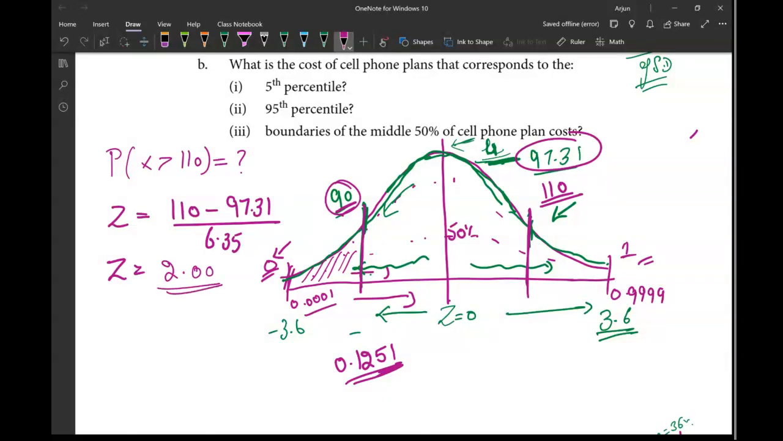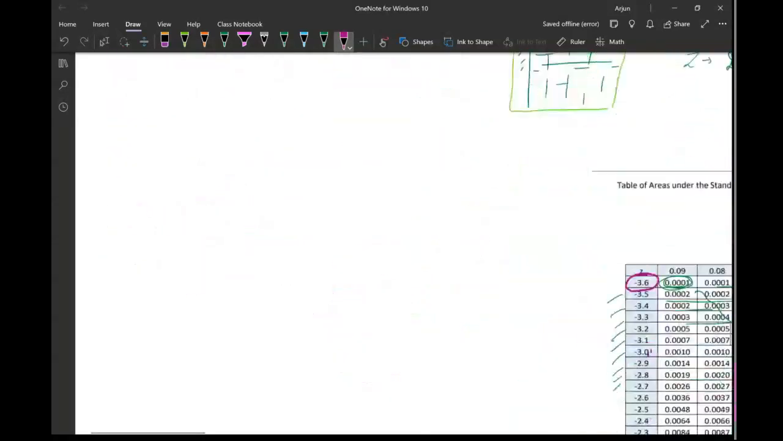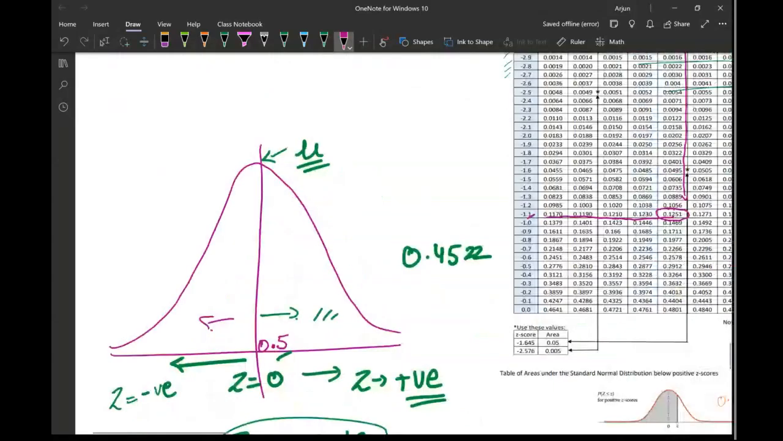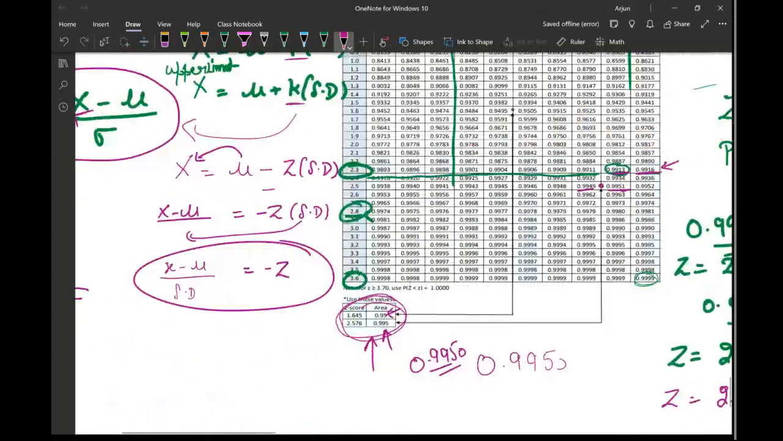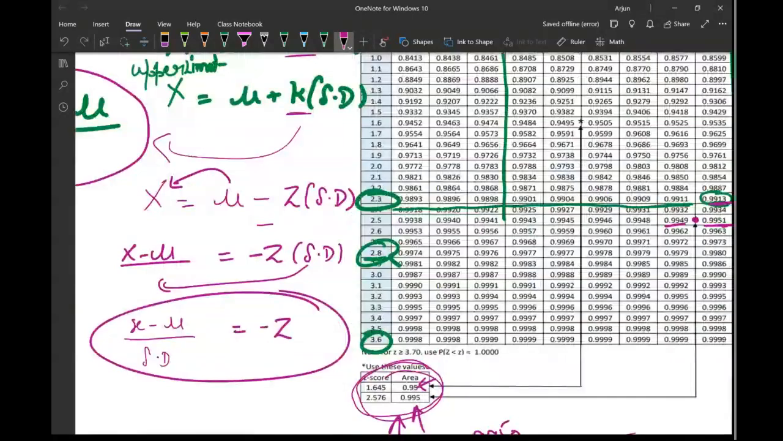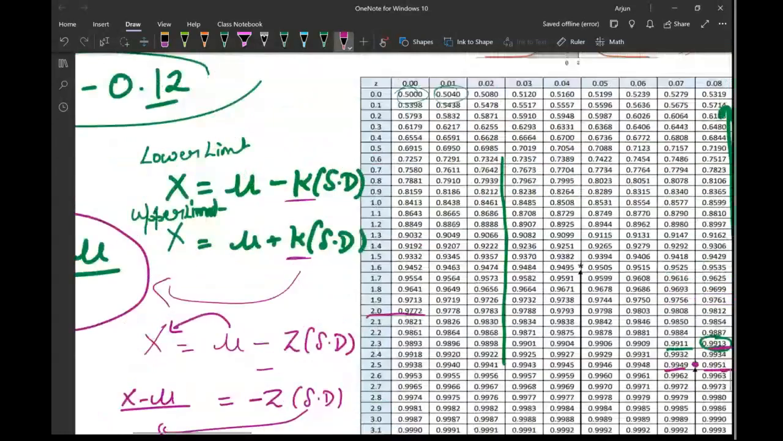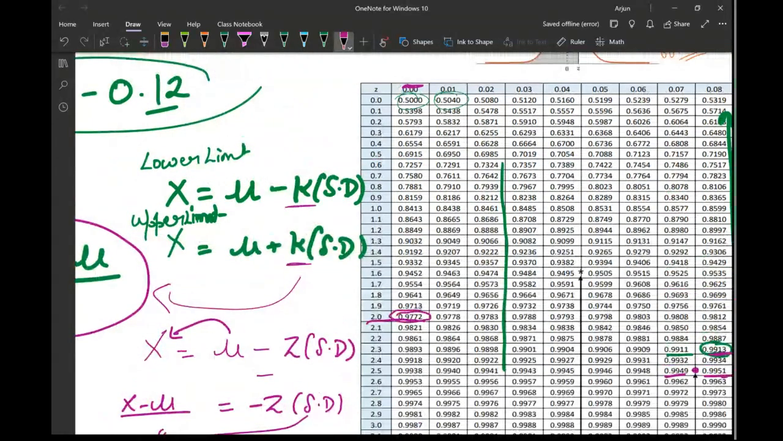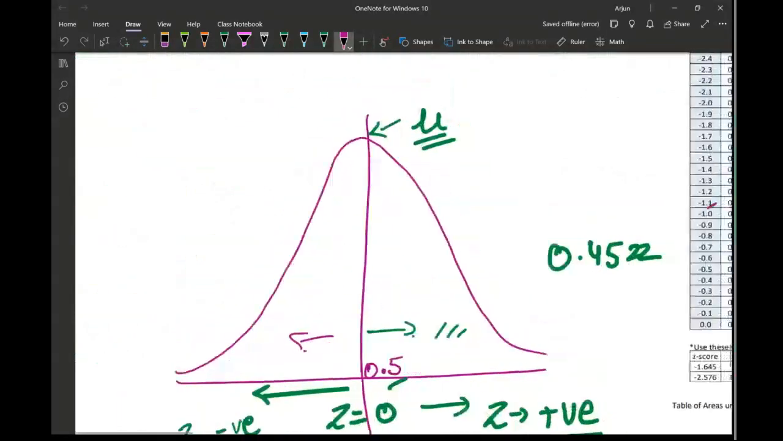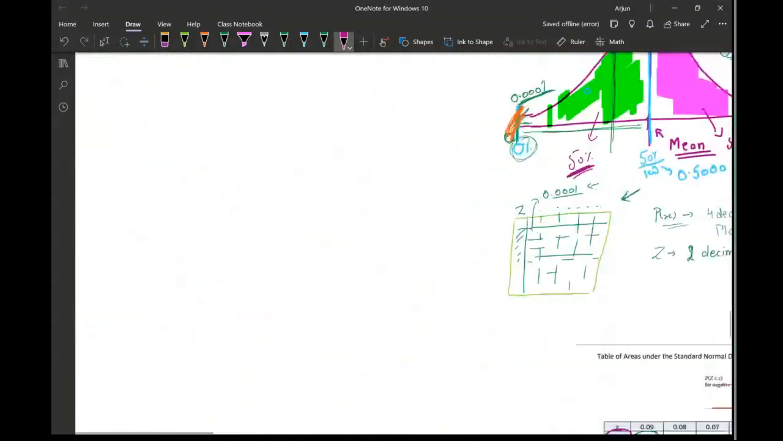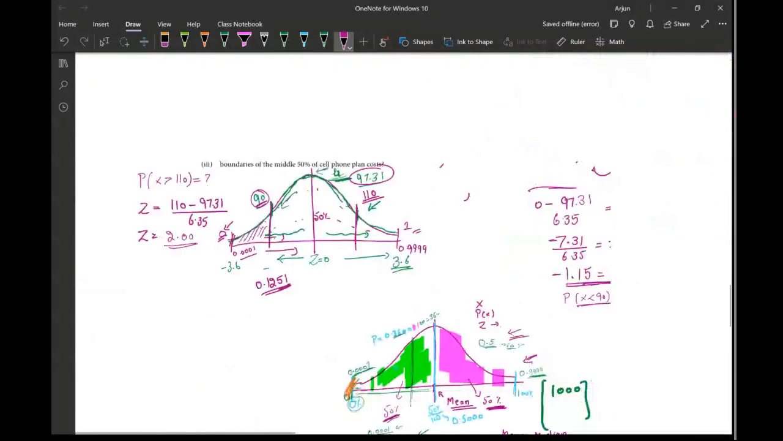So once I got the z value as 2.00, again I'm going to go back and look into this table. This time the value came out to be positive, so I'm going to look into the second one. So this is 2.00. So this 0, this 0, and this will be the value 0.9772. So 9772 will be the value.